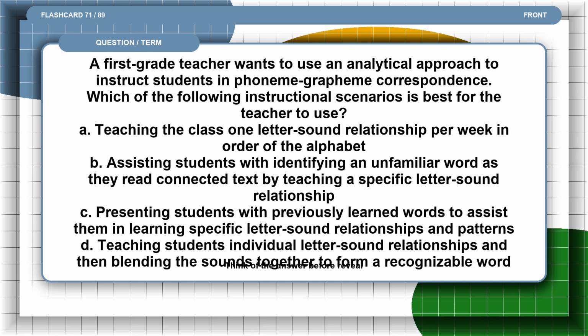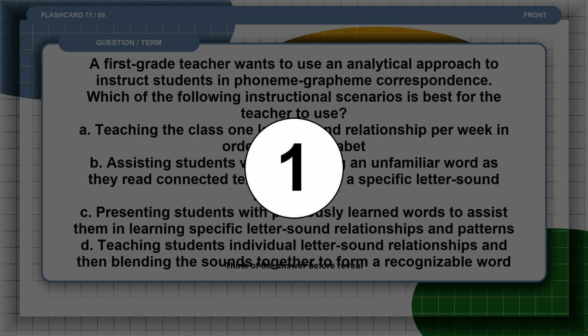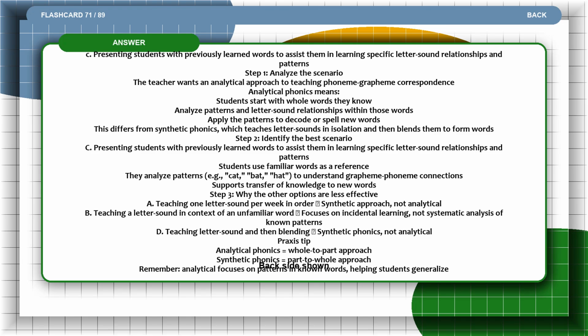C. Presenting students with previously learned words to assist them in learning specific letter-sound relationships and patterns. D. Teaching students individual letter-sound relationships and then blending the sounds together to form a recognizable word. Pause and think of the answer before the reveal. The answer is C. Presenting students with previously learned words to assist them in learning specific letter-sound relationships and patterns.